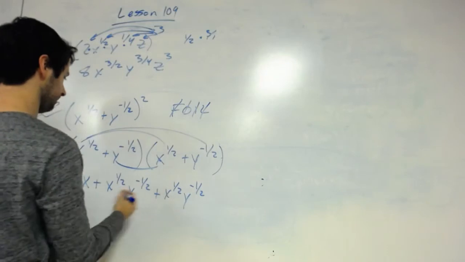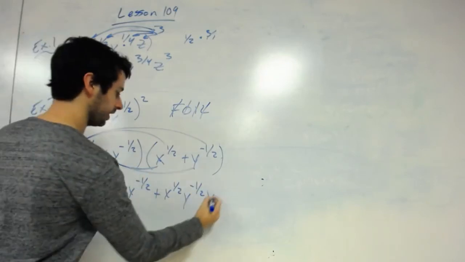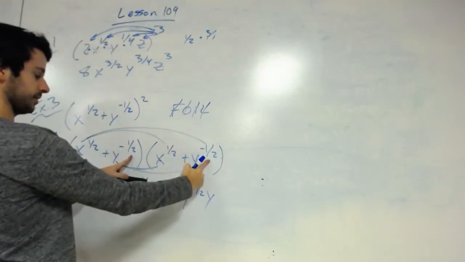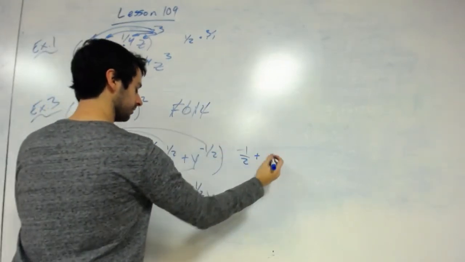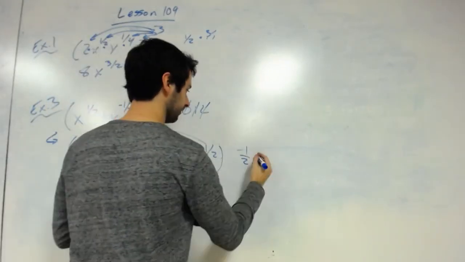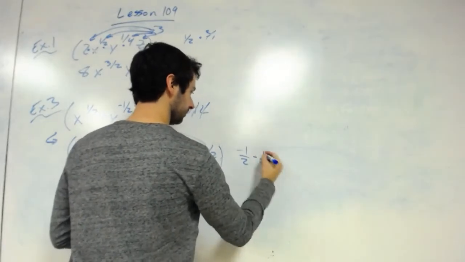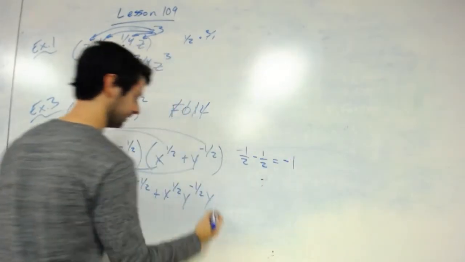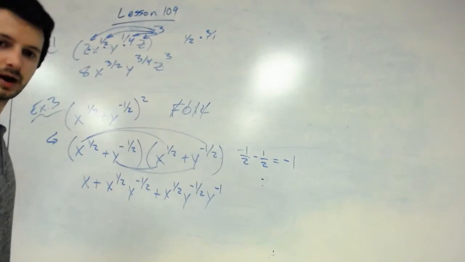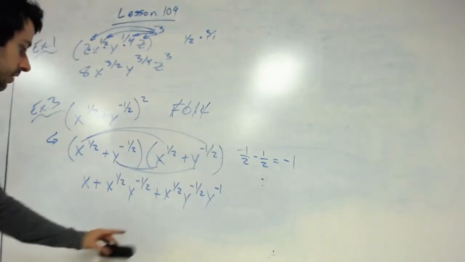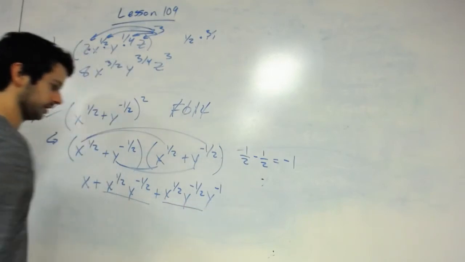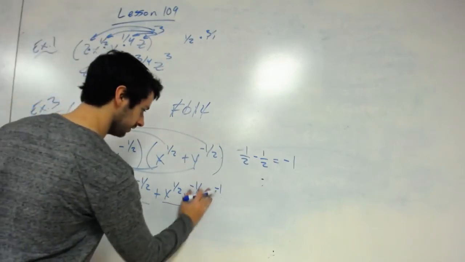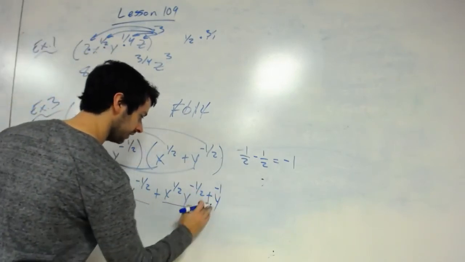Last is going to be y. Now we're adding these two exponents, negative 1/2 plus, or well, I guess it'd be minus 1/2, equals negative 1. So it'd be y to the negative 1 power. So now we're here, but notice we have like terms. I should have put a plus sign there, sorry.